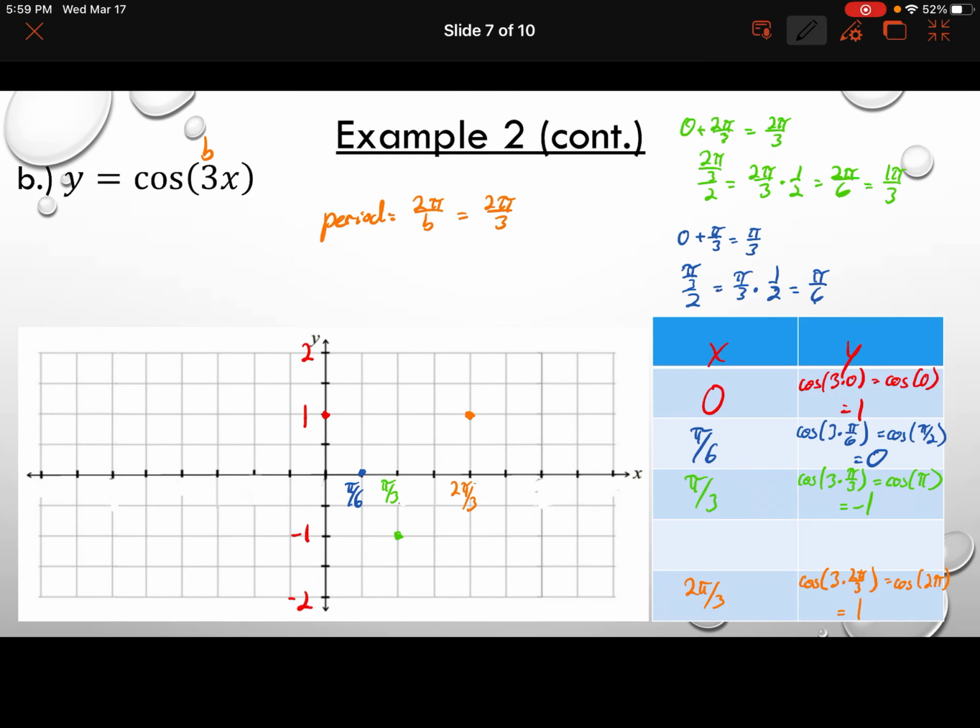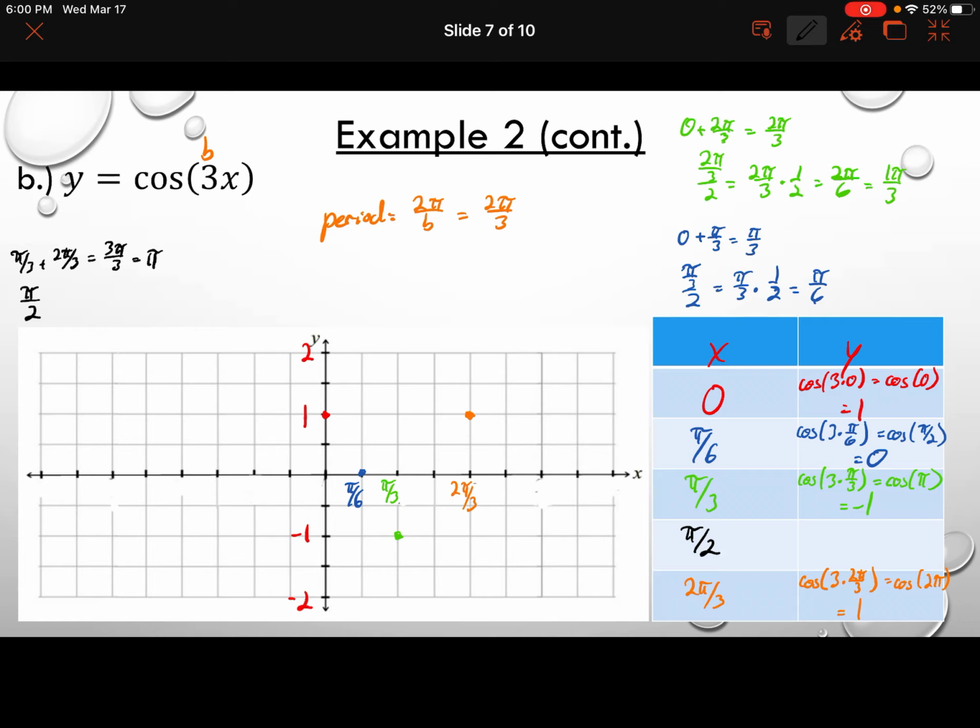And then finally, this one might be a little bit trickier. We have to find halfway between pi over 3 and 2 pi over 3. So I'm going to do it over here. So pi over 3 plus 2 pi over 3 gives me 3 pi over 3, which is just pi. And if we divide pi by 2, well, then you just get pi over 2. Simple enough. So pi over 2 would be halfway between pi over 3 and 2 pi over 3.